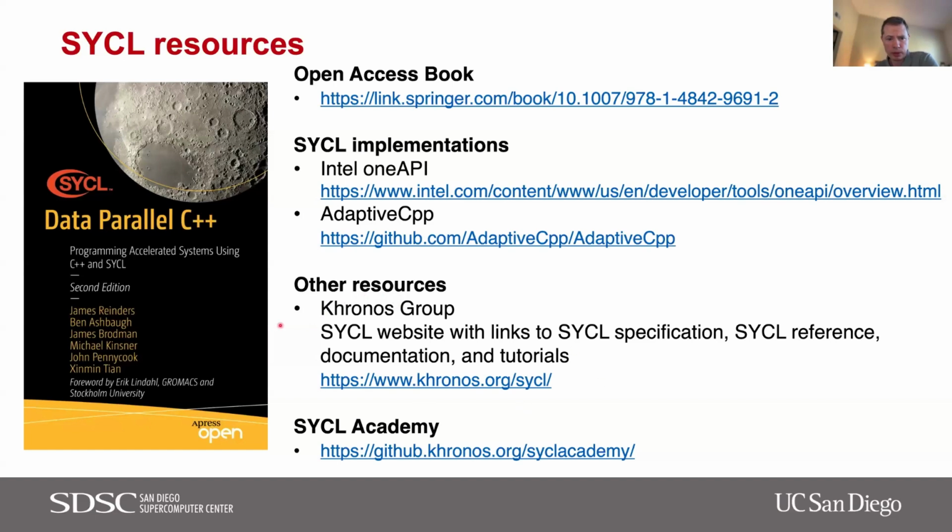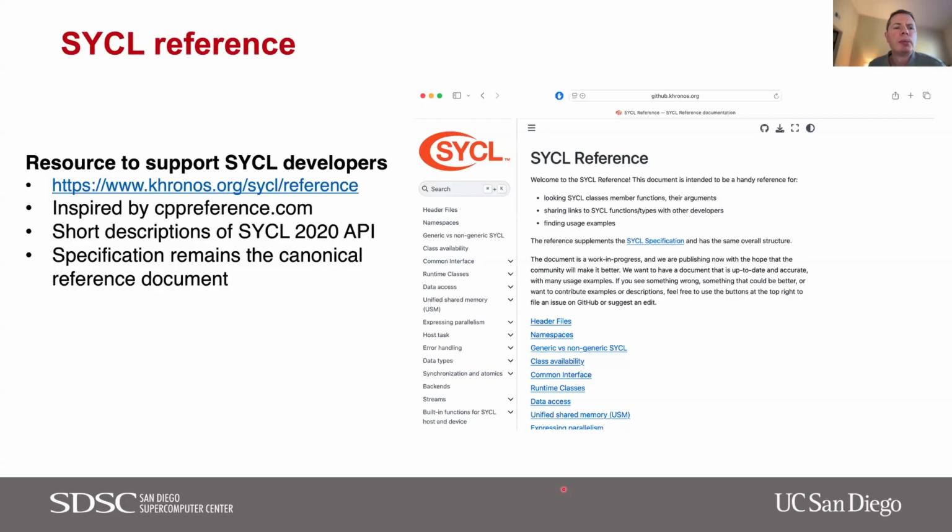Or you just go to the Khronos Group website, khronos.org/SYCL. It has a lot of information, SYCL specifications, reference, documentation, and tutorials. And then here, SYCL Academy has very nice tutorials. You can go through this at your own pace. There's slides and source code, so you can actually learn step by step. This is a great resource. There's also a SYCL reference inspired by cppreference.com, which has short descriptions of the entire SYCL 2020 API. And of course, the specifications remain the canonical reference document.